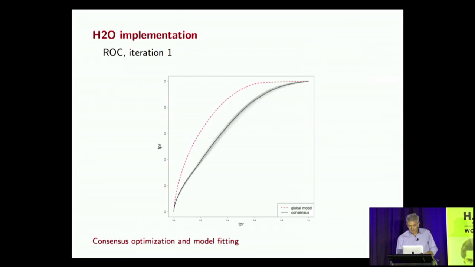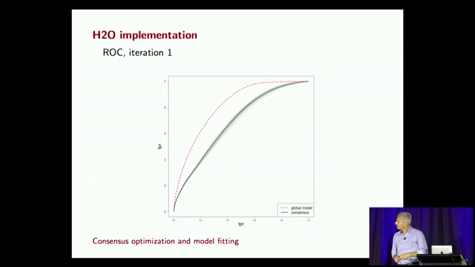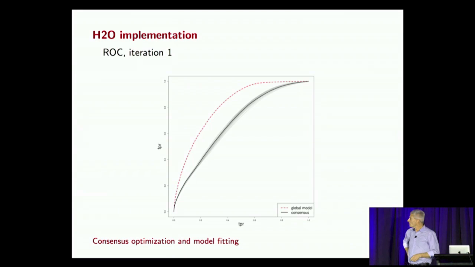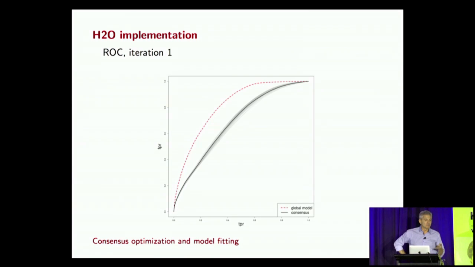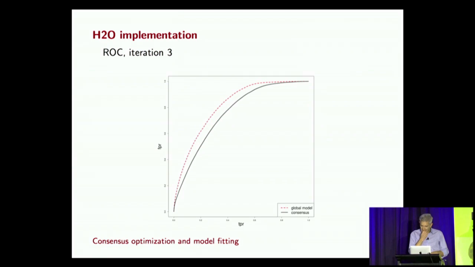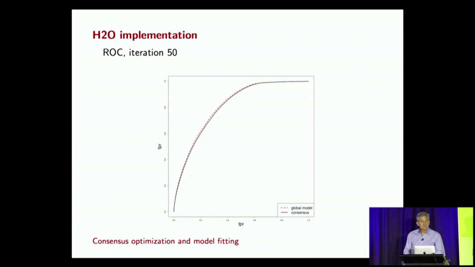And this is what that looks like. This is going to be the ultimate ROC curve that you get in your classifier. There's a big gray band here. Those are the 100 local models, and the dark line shows you the average. So this is iteration one. They're terrible. All of this area here is bad classification. Here you are at two iterations. Here it is at 3, and 5, and 10, and at 50.